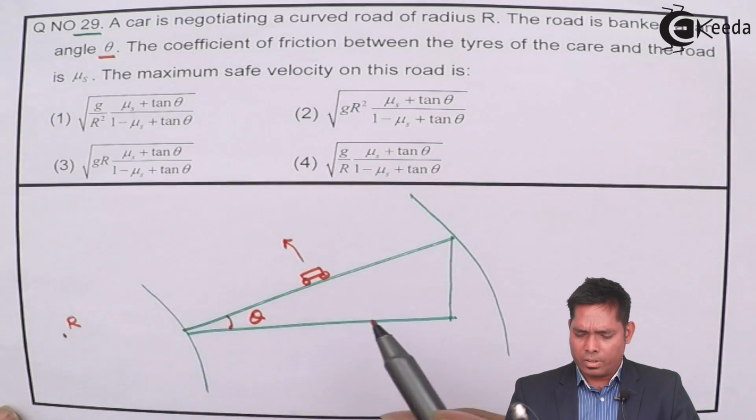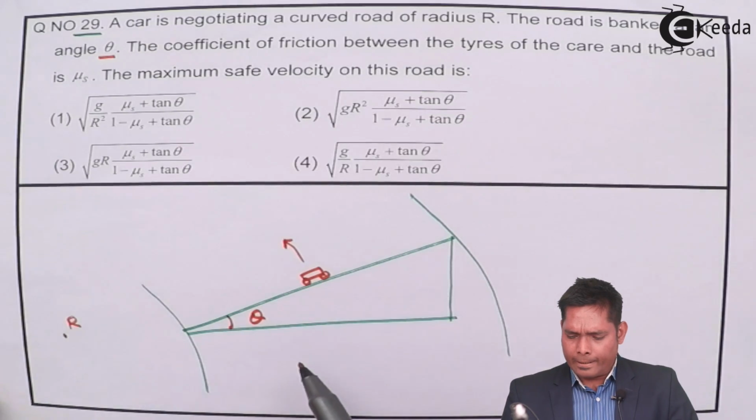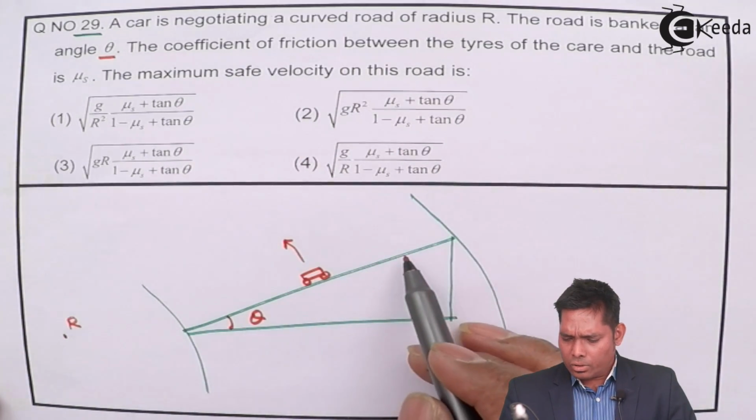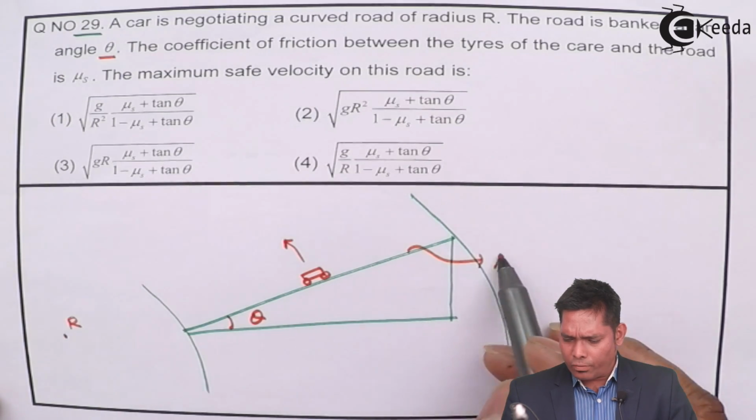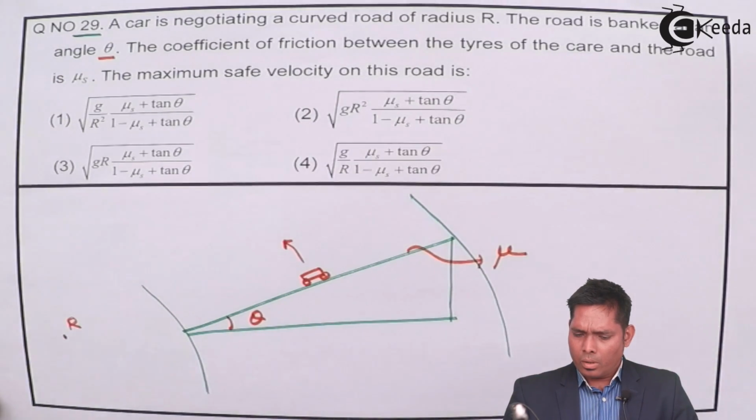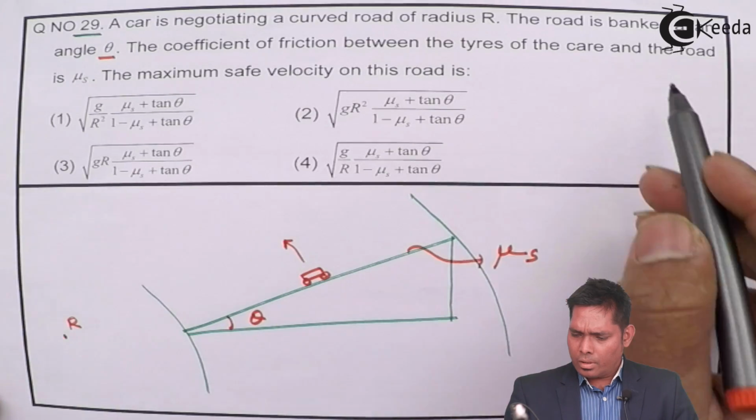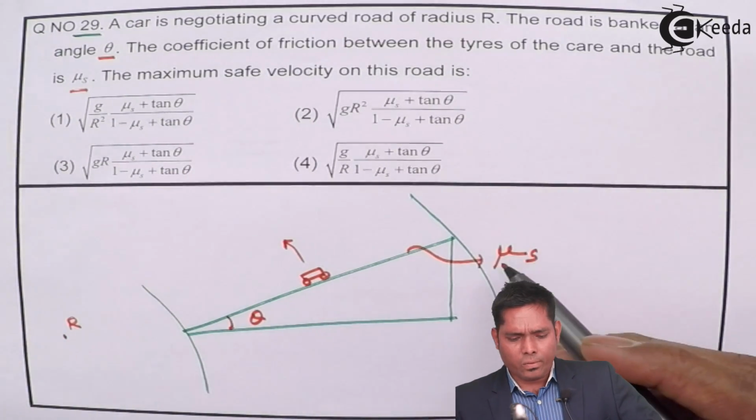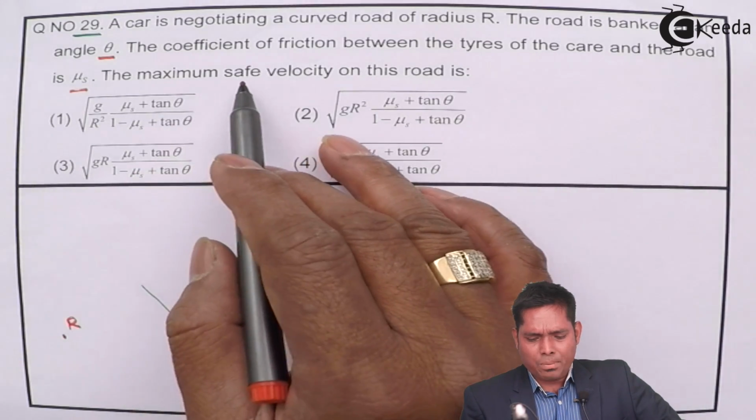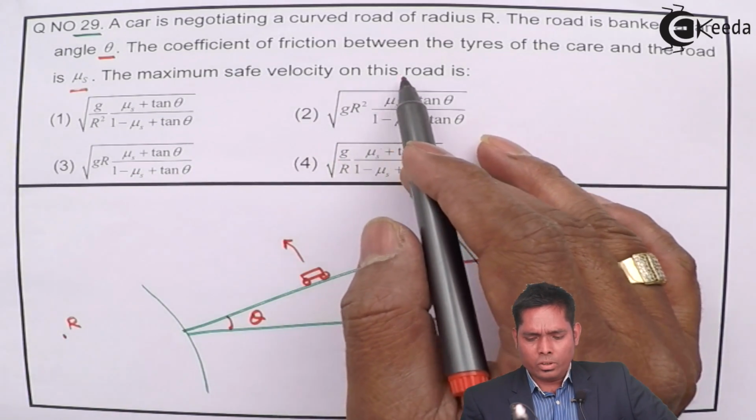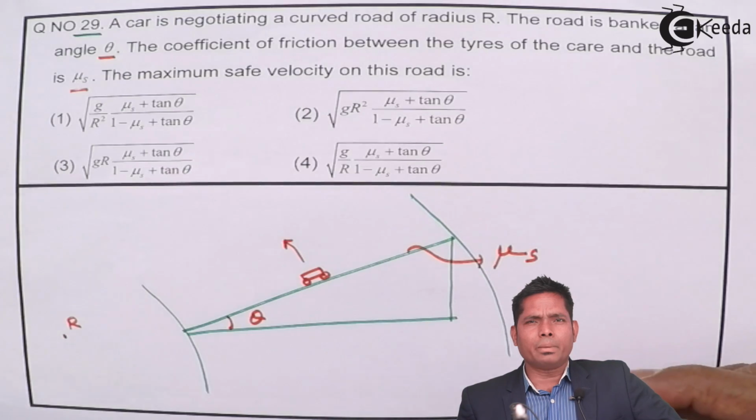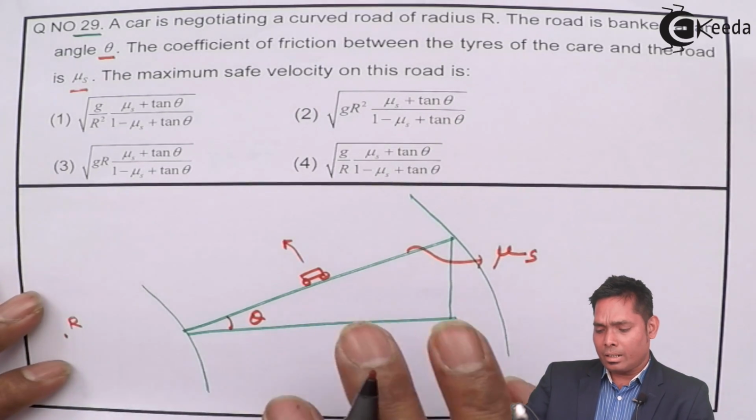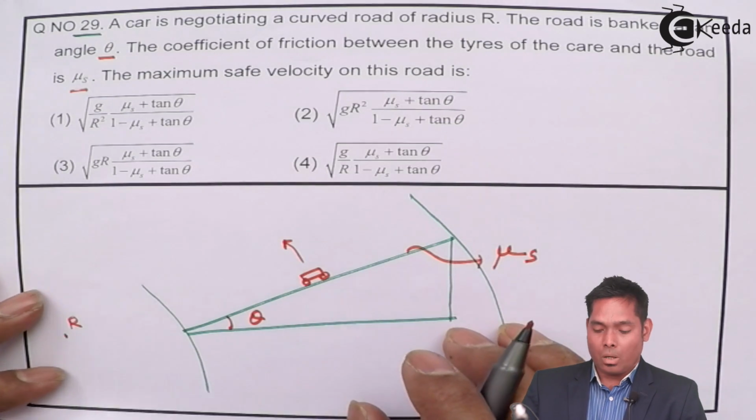And the coefficient of friction between the tires and the road is mu s, the coefficient of static friction. The maximum safe speed on this road is? So you have to find the safe speed, so that the car will not skid or topple.